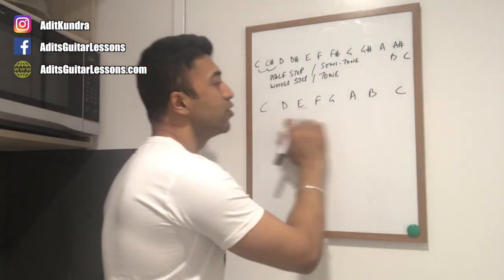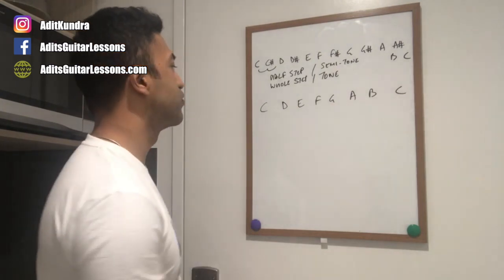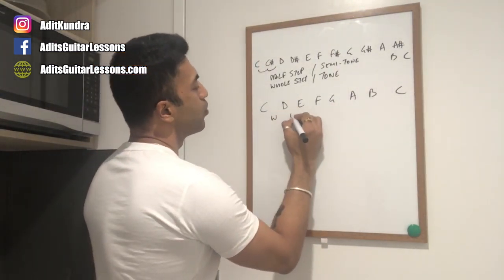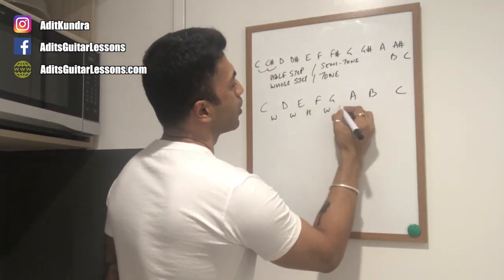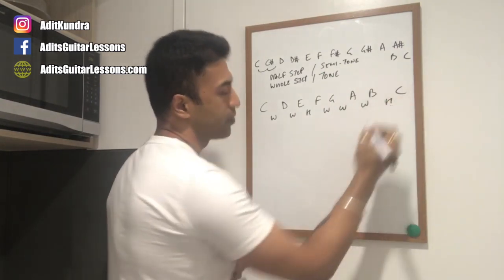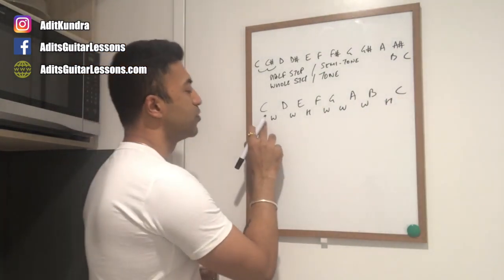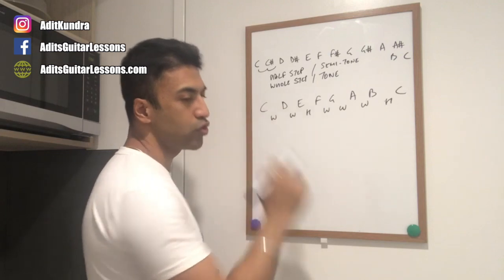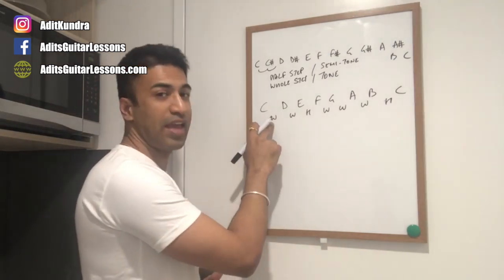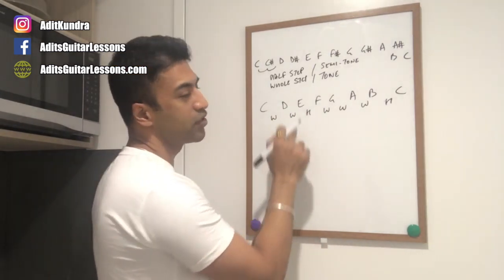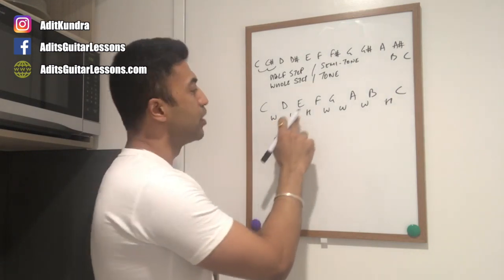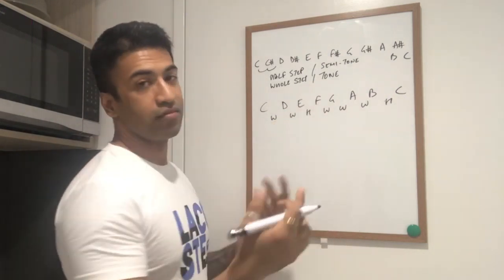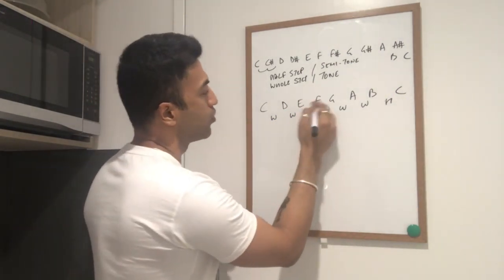Okay, so a major scale has a formula: whole step, half step, whole step, whole step, whole step, half step, which essentially means that between the first and the second note of that major scale there is a whole step gap. Between the second and the third, which is a D and E, there is a whole step. Between an E and F, there is a half step, so they're together.